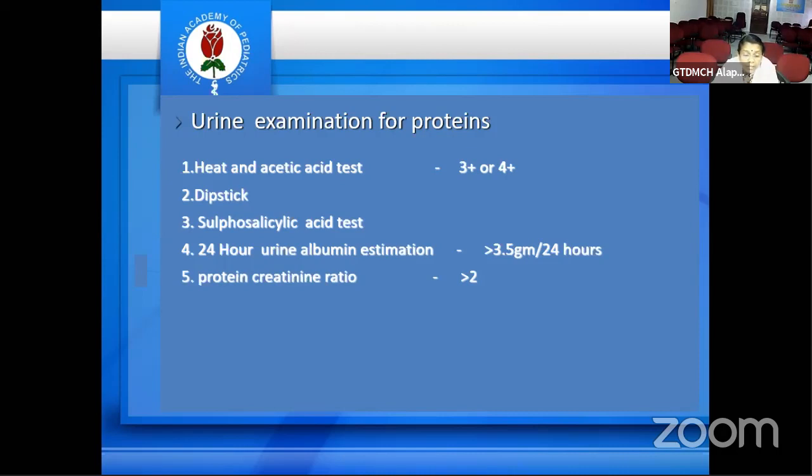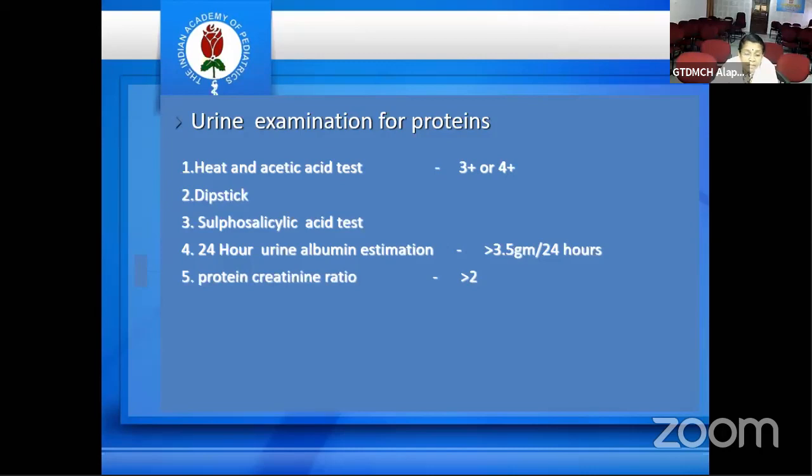So you can examine the urine mainly for urine albumin by the heat and acetic acid test that you all know, and using dipstick and using the sulfosalicylic acid test. If it is 3+ or 4+, it is suggestive of nephrotic syndrome. The quantitative test is 24-hour urine albumin estimation. You can collect 24-hour urine, do urine albumin estimation in a small sample and multiply with the total volume. If it is more than 3.5, it means nephrotic syndrome. Another test is the protein creatinine ratio, which if more than 2 is suggestive of nephrotic syndrome.